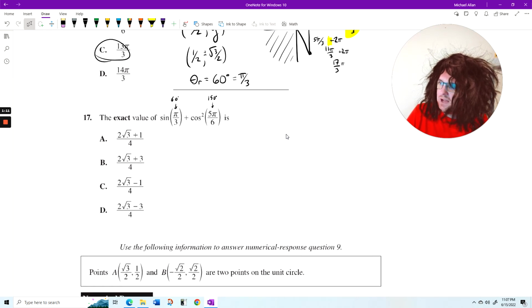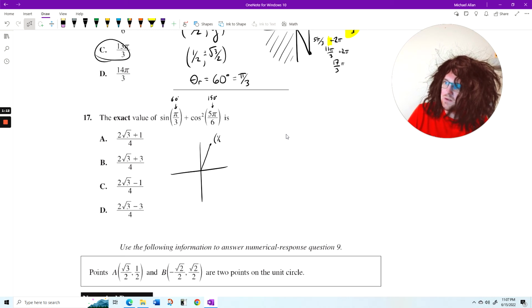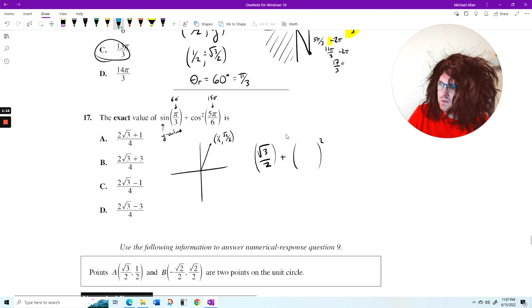Okay, so 60 degrees on the unit circle. If I go 60 degrees here, this point is now 1 over 2, root 3 over 2. Sine, remember, is the y value, so that's root 3 over 2. So it's going to start off with root 3 over 2 in this spot. Then the next part is going to be squared, but I'm going to do it for 150 degrees, which is right about here. This angle is 5 pi over 6, so 150, and this point is negative root 3 over 2, 1 half. Now remember, this is the x value because it's cosine. So the x value is negative root 3 over 2. Okay, so we're going to square that.